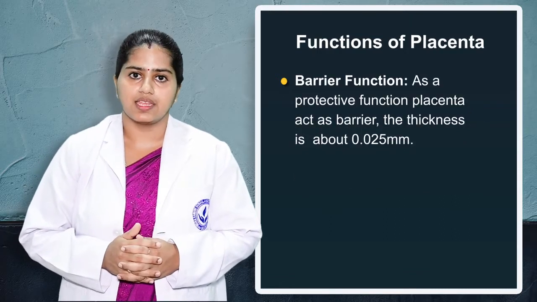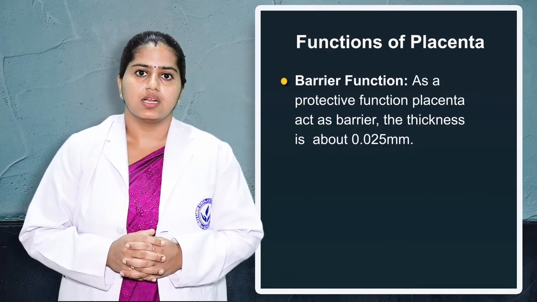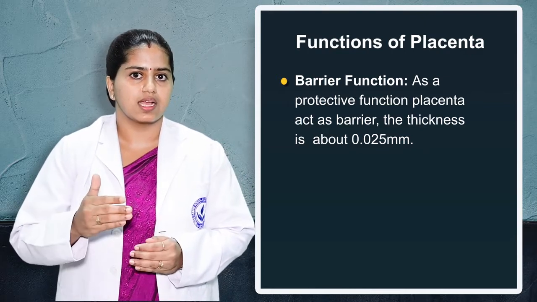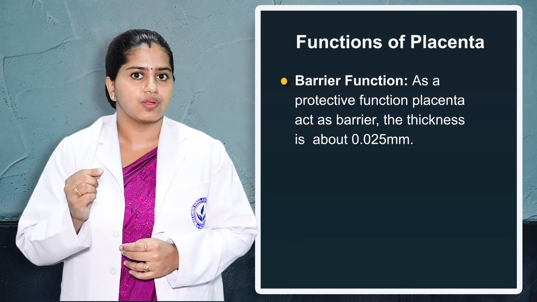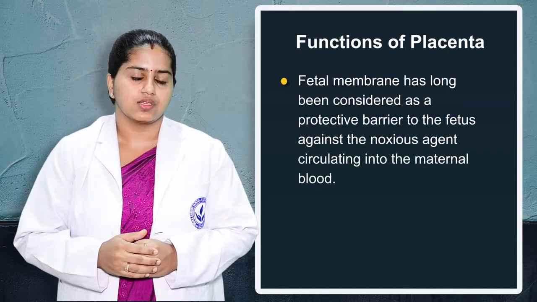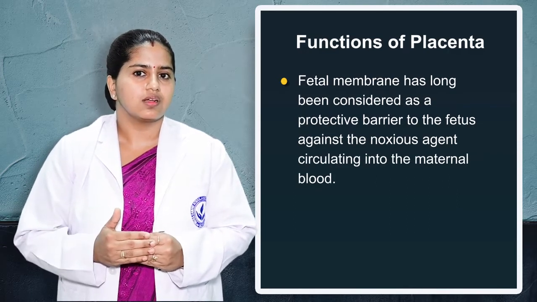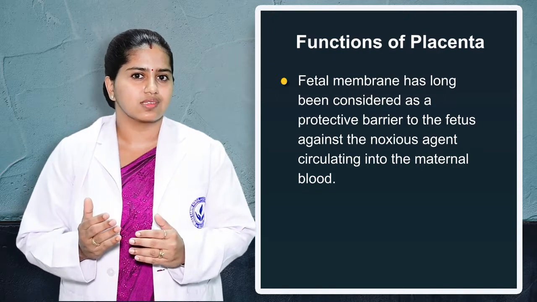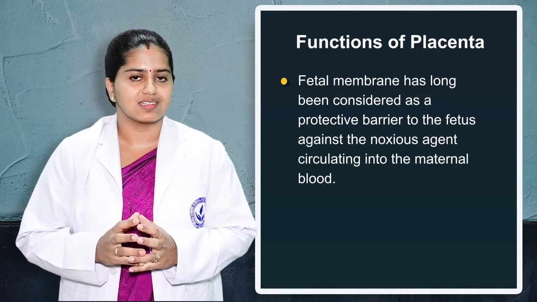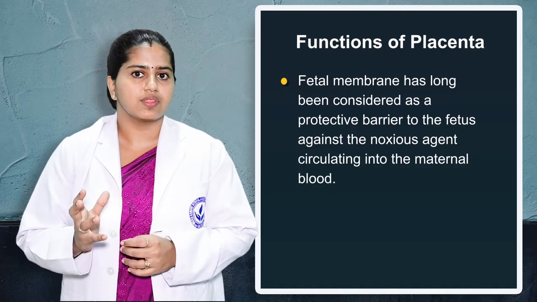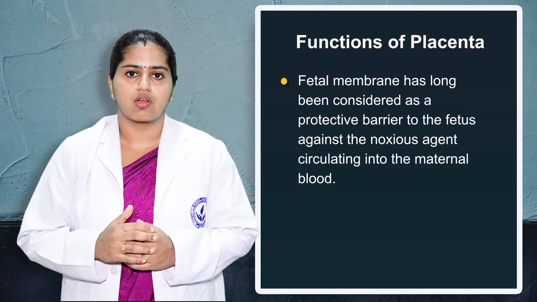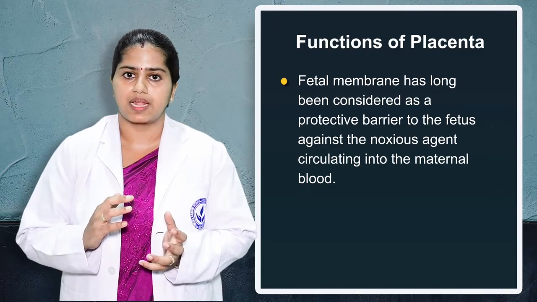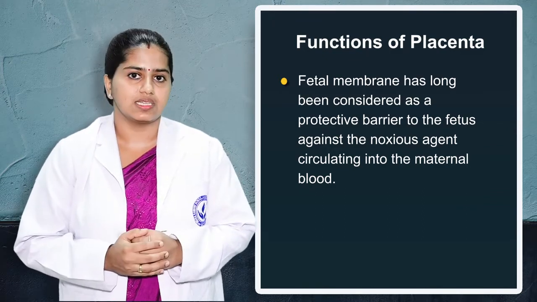Next one is the barrier function. As a protective function, the placenta has some barrier layers. The thickness is 0.25 mm. So it doesn't cross the noxious agents present in the maternal circulation, but if the molecular weight is larger than 500 dalton, then it can cross this placental barrier from the mother to the fetal side.